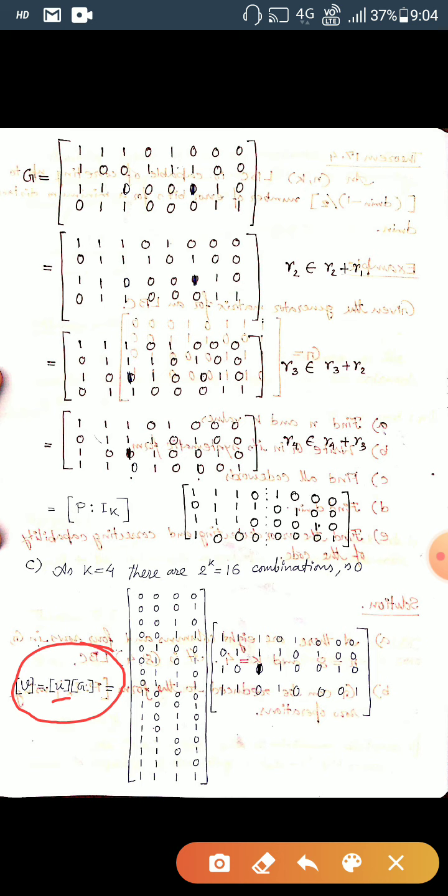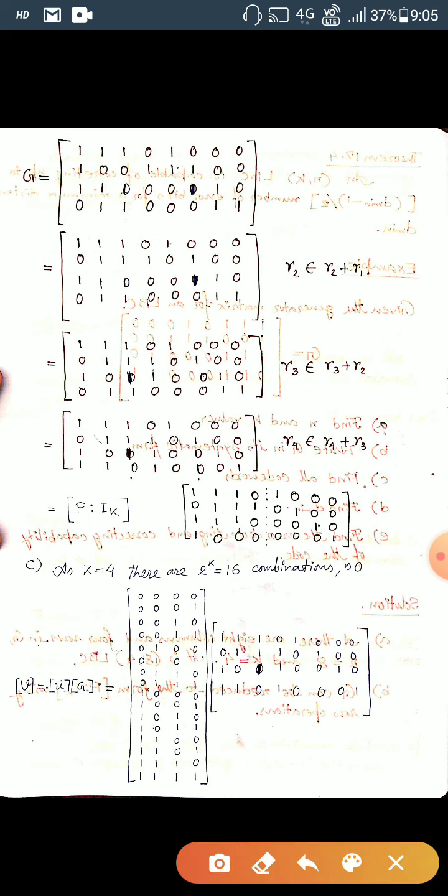So the message is 4-bit, so the number of variations will be a total of 2 to the power of 4, that means 16. It will start from 0000, then 0001, then 0010, in such a way up to 1111. So it will be multiplied with the value of the G which we already derived, that is the systematic G. So you just write it down here.